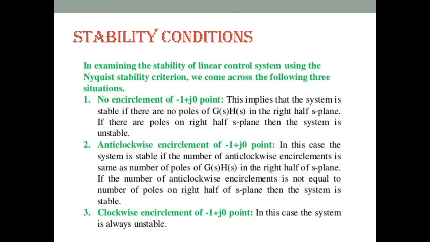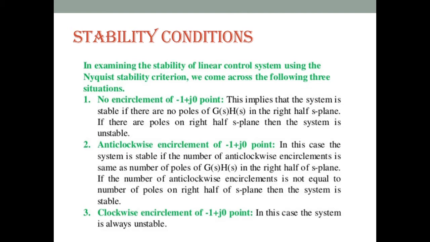That means the contour in the s-plane encircles as many poles as zeros, and there are no poles of G(s)H(s) in the right hand side of the s-plane. And if there are poles on the right hand side in the s-plane, then the system is unstable. Next, we will consider the clockwise encirclement, and in that case, the system will always be unstable.